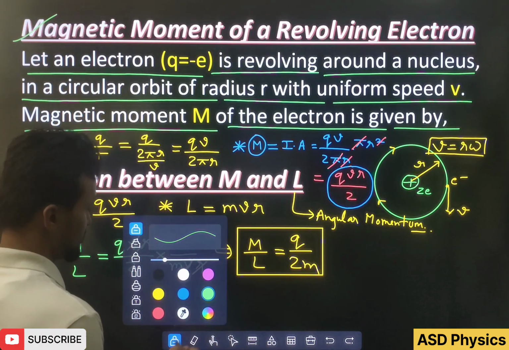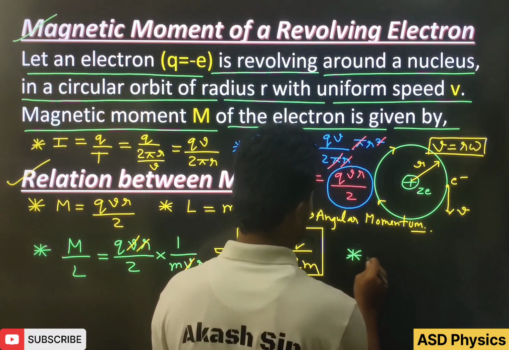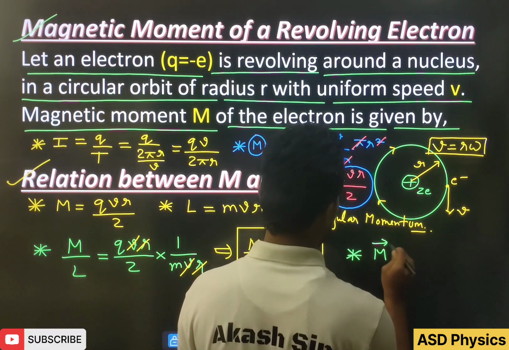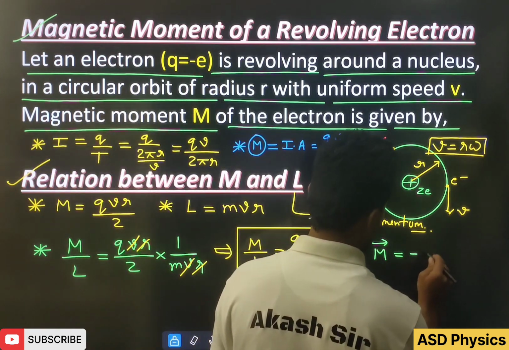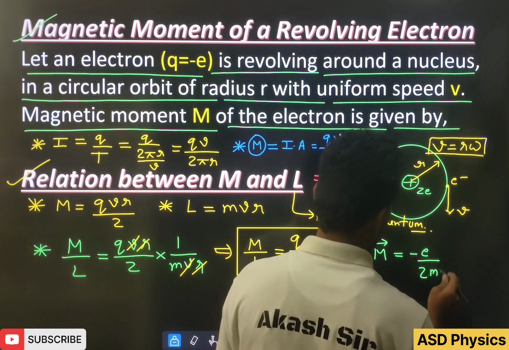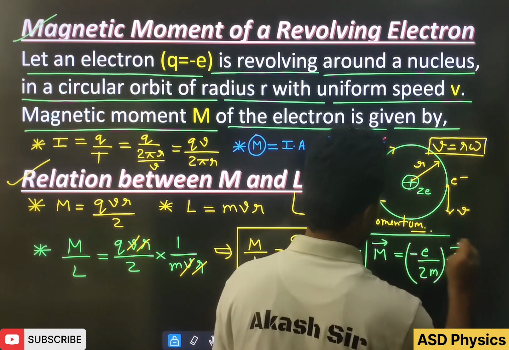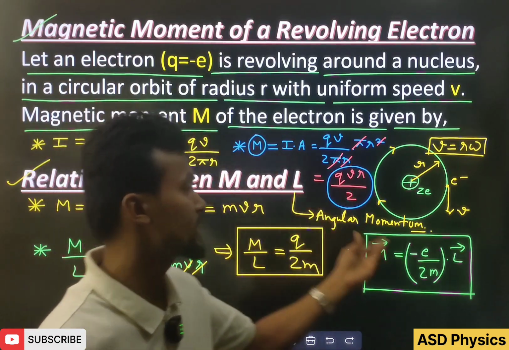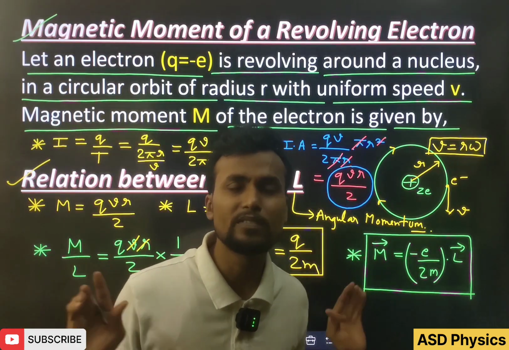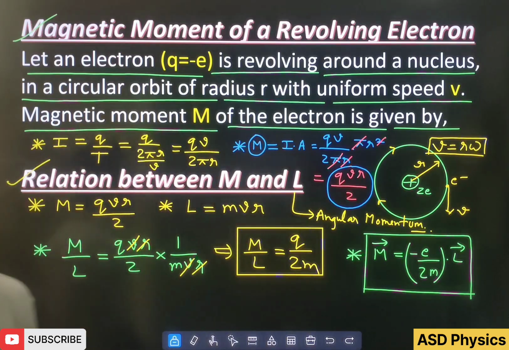And if I talk in terms of vectors, we can write vector M is equal to, for electron let's take, so electron means minus e by 2m into L. This is for the electron actually. When we are writing in vector form, for Q we have to write minus e. Normally whenever we are dealing with scalars, just write Q equal to e, not a problem. Magnitude and all. So remember that here, very important.